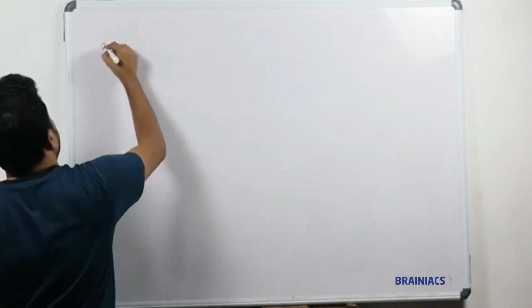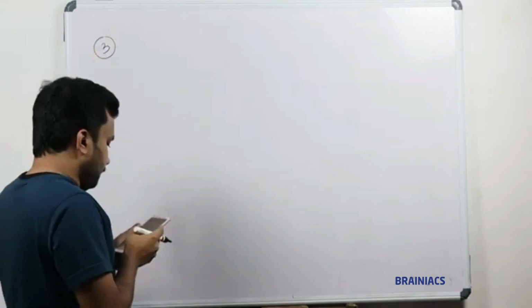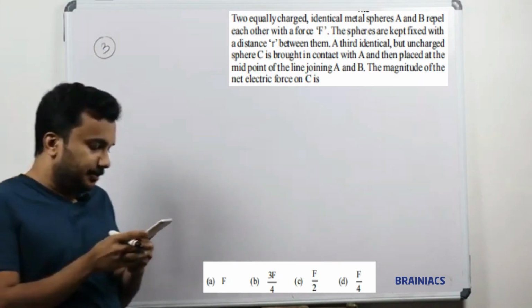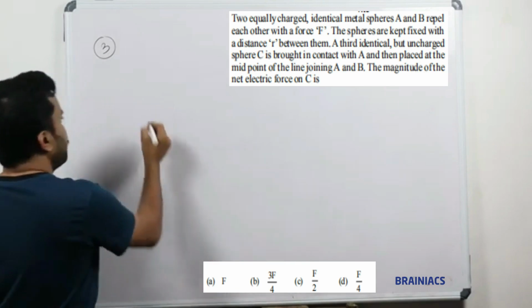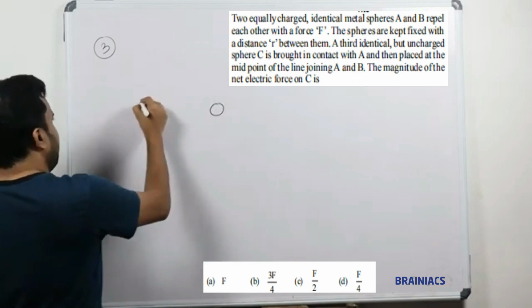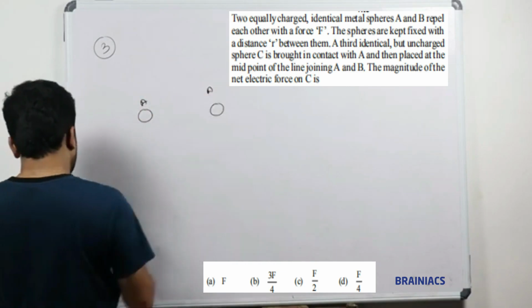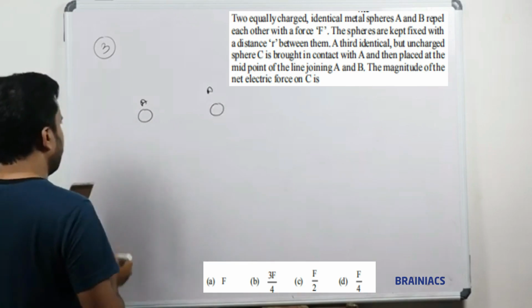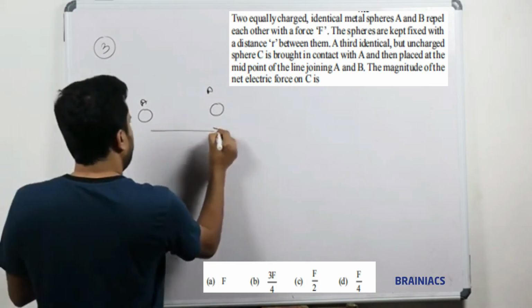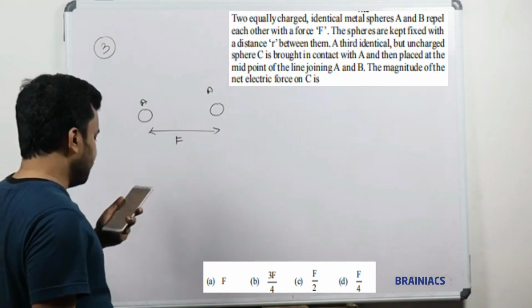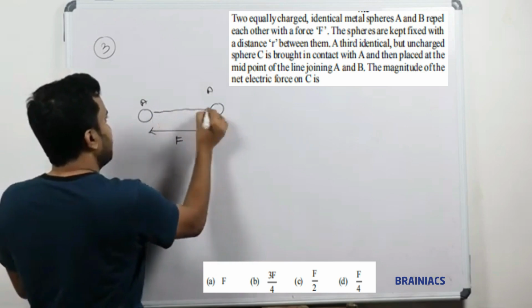Third question. Two equally charged identical metal spheres A and B repel each other with a force called F. So I read the question and make it as a diagram. The force between these two bodies is called F, clear. The spheres are kept at a fixed distance r between them. So the distance between them is called r.